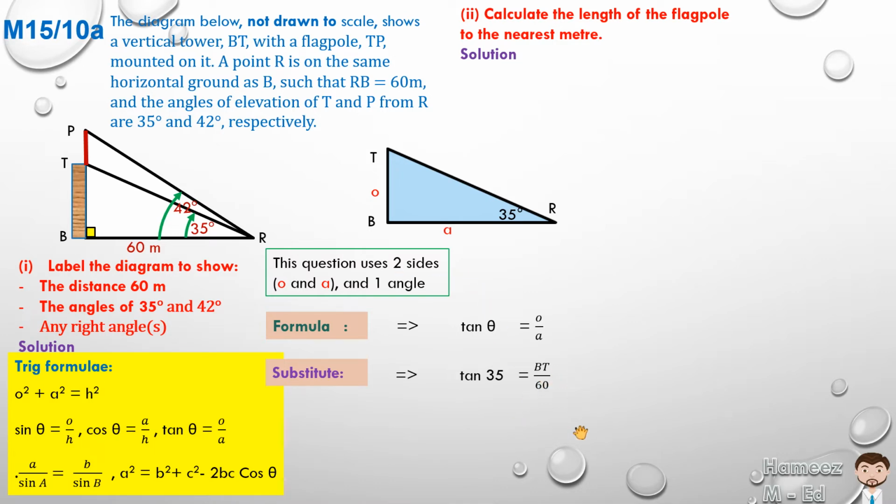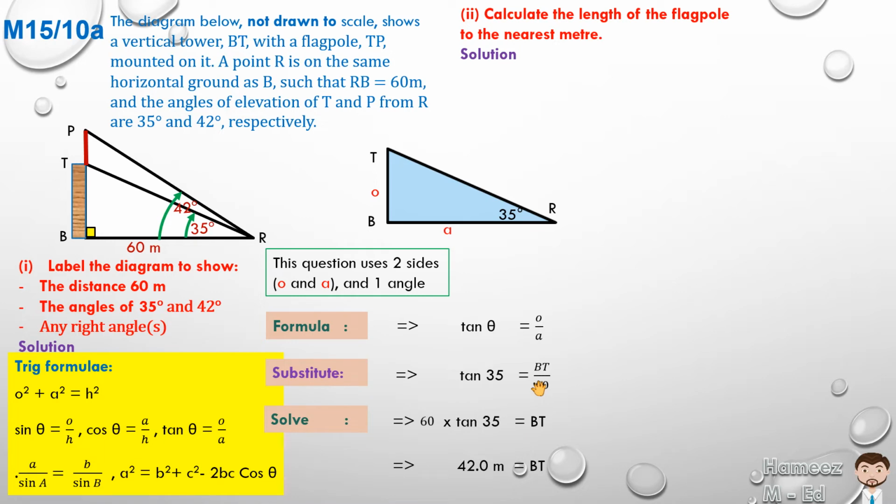Now, let's cover off the 60 because we want BT alone on the right-hand side, and let's rewrite that. So we have tan 35 is equal to BT, and what are we going to do with the 60? We're going to take it, it's dividing on the right-hand side in the denominator, and when we carry it across, it will multiply. So it will be 60 times tan 35 is equal to BT, which gives us 42.0 meters.